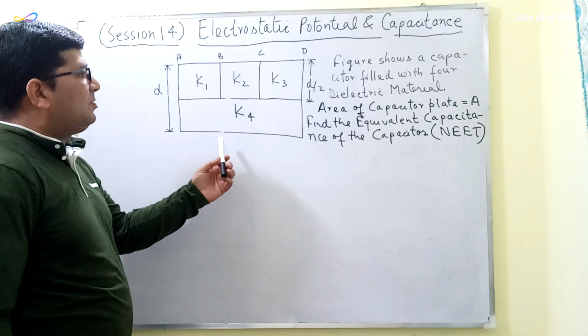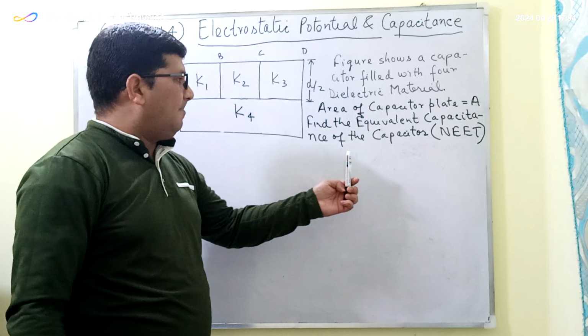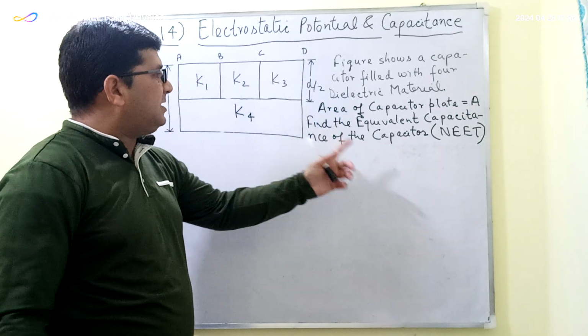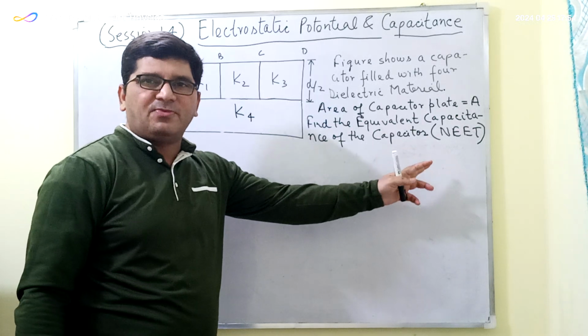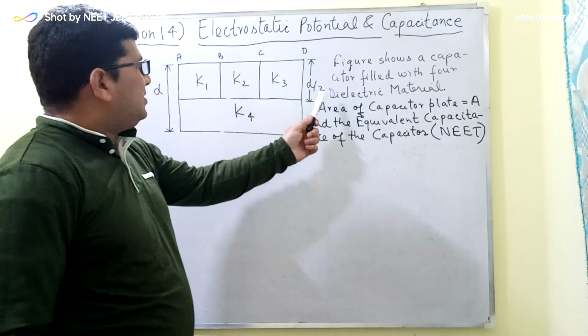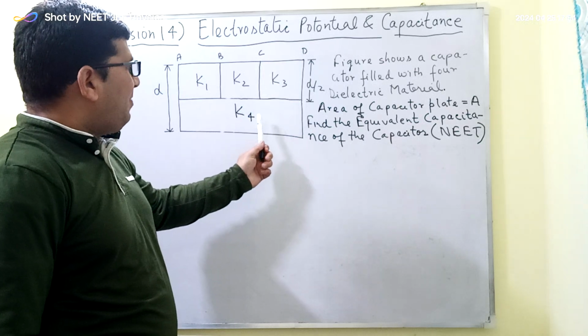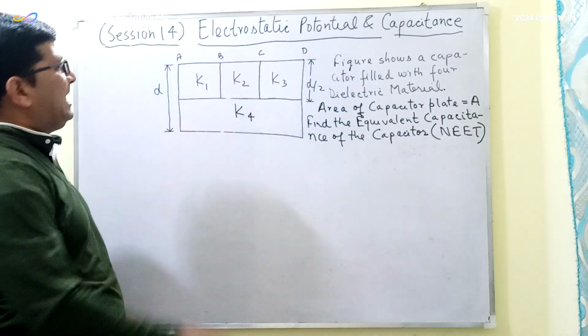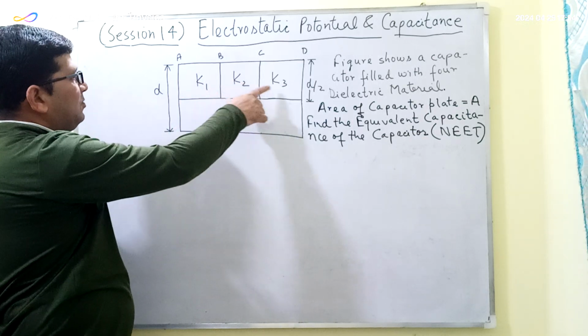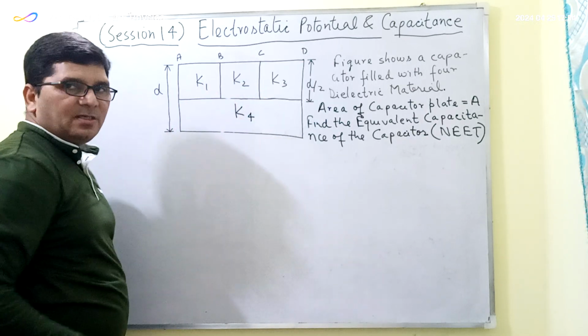And today I have taken one question from the NEET examination. This question was asked in the NEET examination in 2016 or 17. And the question here is, there is a capacitor which is filled with 4 dielectric materials having the dielectric constants of K1, K2, K3 and K4, as shown in this figure.